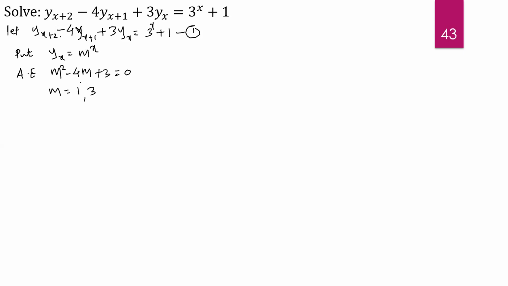The sum of the roots is always minus the second coefficient, and the product of the roots is always the constant term. If even degree, then the product is as it is, and if odd degree, then minus times. Okay, remember. So here the first root m1 is equal to 1, m2 is equal to 3. We get distinct roots here.